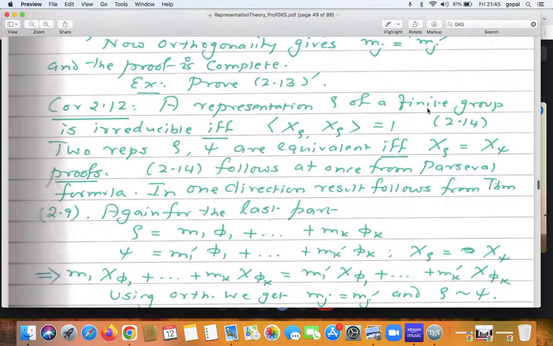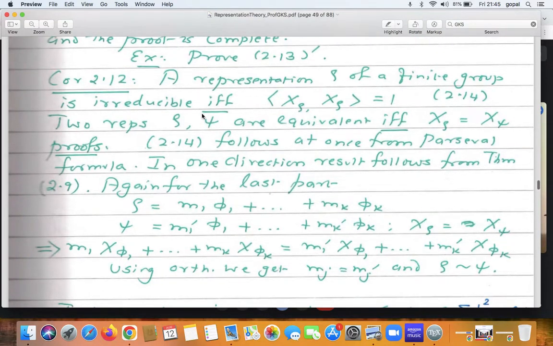A representation rho of a finite group is irreducible if and only if its character chi rho is a unit vector. Two representations are equivalent if and only if they have the same character. 2.14 follows at once from the Parseval formula. Is this clear?